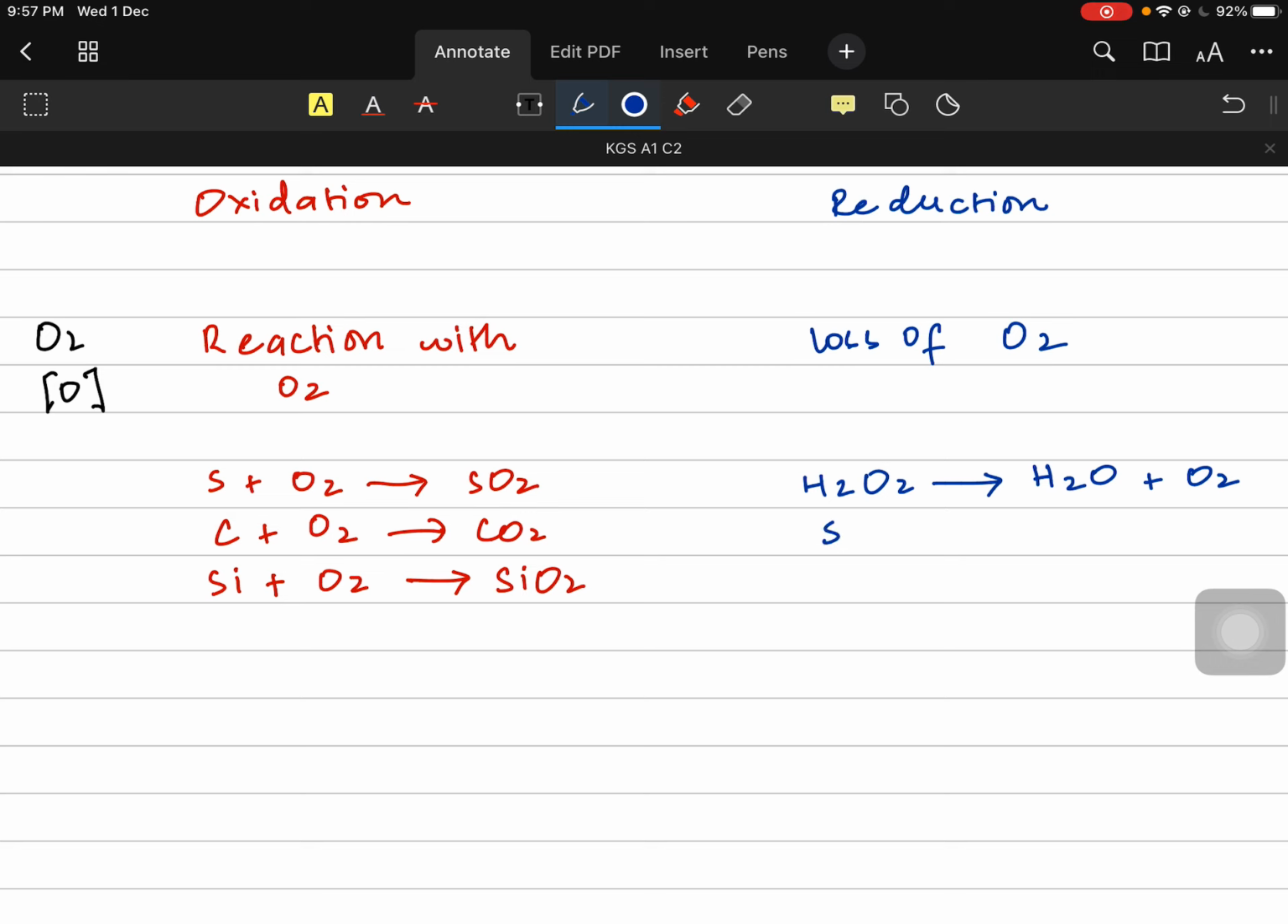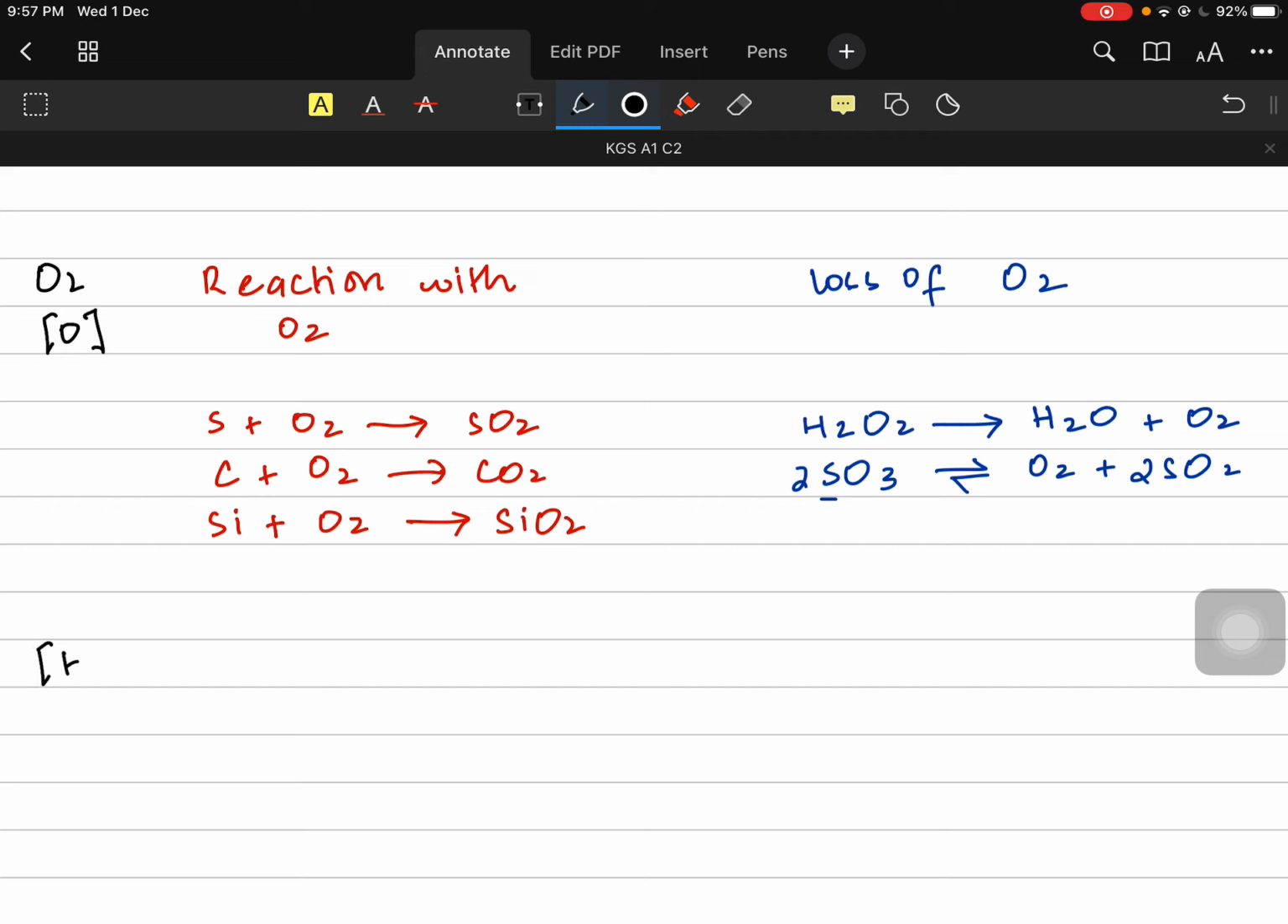For example, SO3 gas often loses one oxygen and makes SO2 gas. I'll balance it, but you can see sulfur had initially 3 oxygens, but by the end of the reaction, sulfur has only 2 oxygen atoms. So that's a loss of oxygen, and that is obviously reduction.